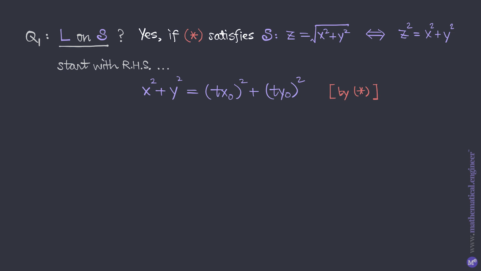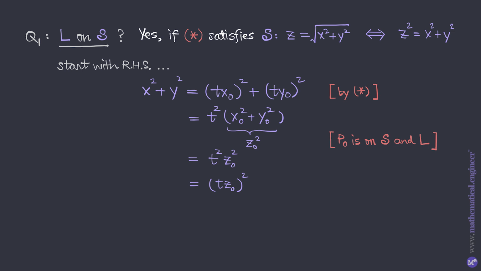Factor out t squared. What follows can be replaced with z0 squared because P0 is a point on the conic surface. So far, it becomes t squared times z0 squared. Rewrite it as the square of t times z0. According to the parametric equations of the ray L, the z-coordinate of the arbitrary point on the ray is exactly t times z0. So we have z squared. Perfect. We've just shown that any arbitrary point on the ray L satisfies the equation of the conic surface S. That means the ray L is on the conic surface S.